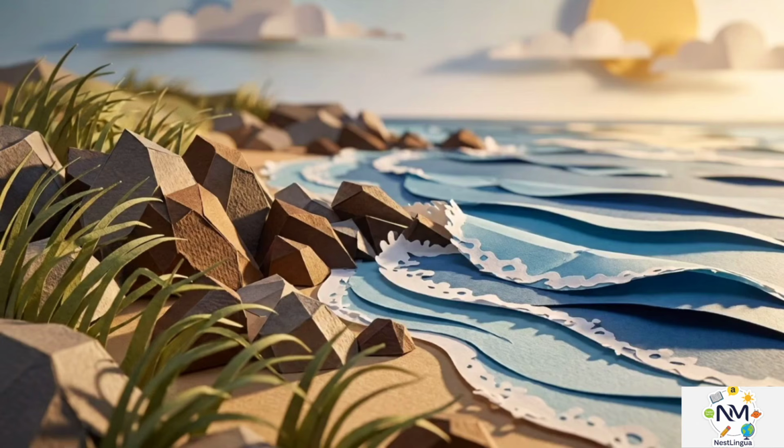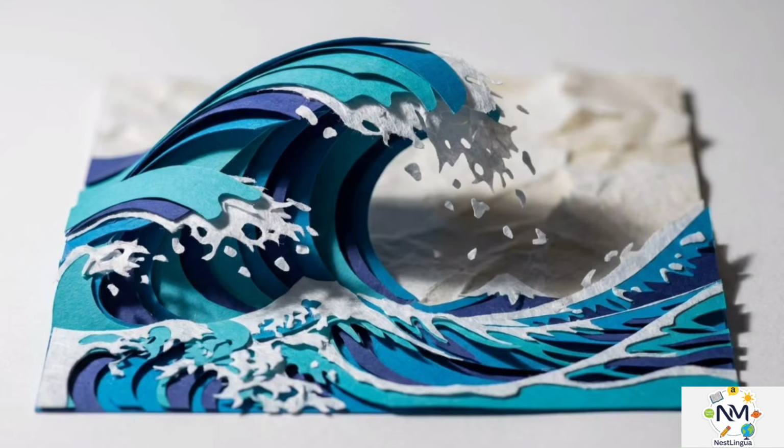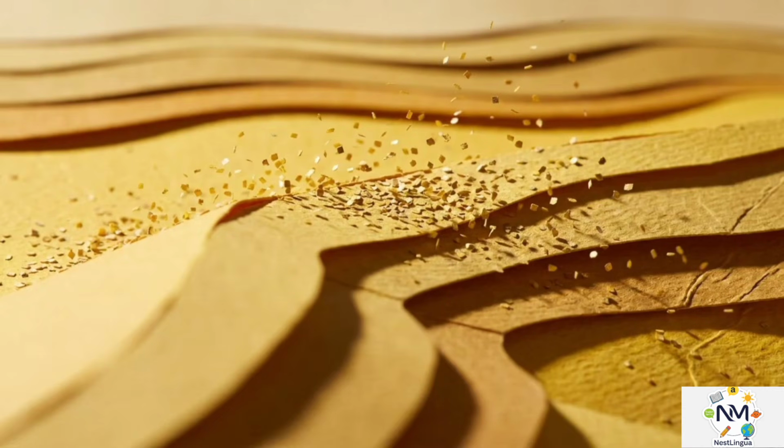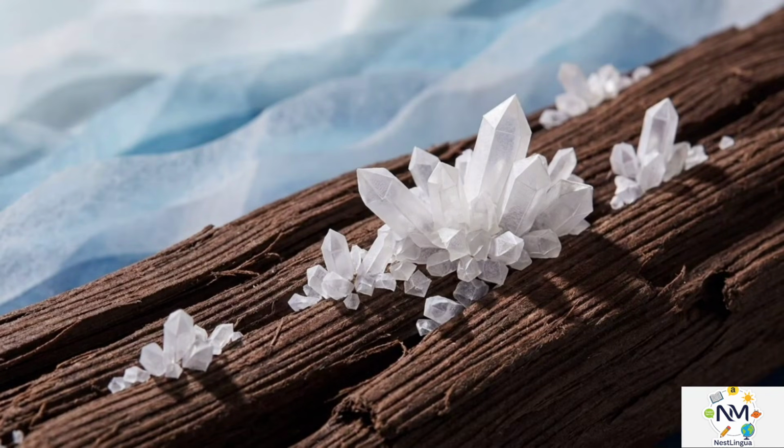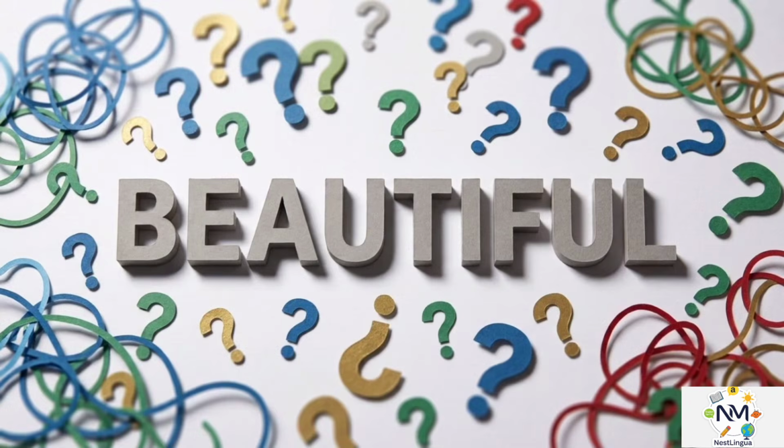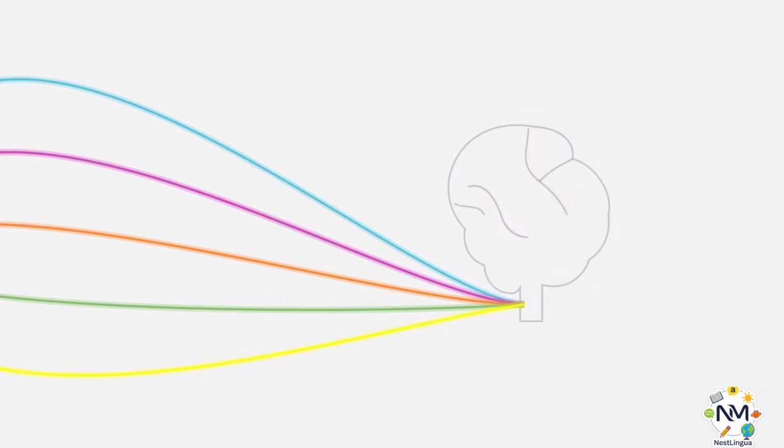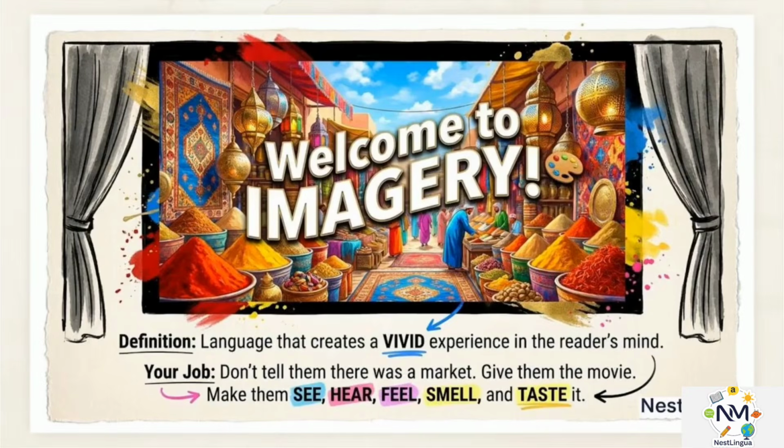A real beach is a complex physical environment. It has crashing waves, biting wind, hot sand, and the sharp smell of salt. Telling your audience a place is beautiful makes them do all the work. To make a setting believable, you have to provide the sensory data that allows the reader's brain to reach that conclusion on its own. To fix this, you need imagery.